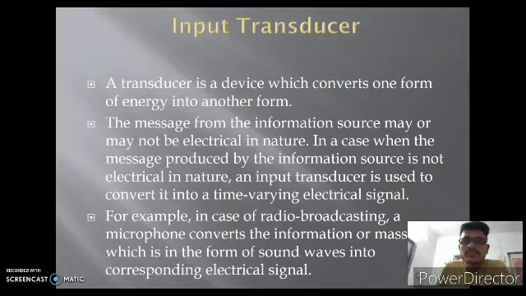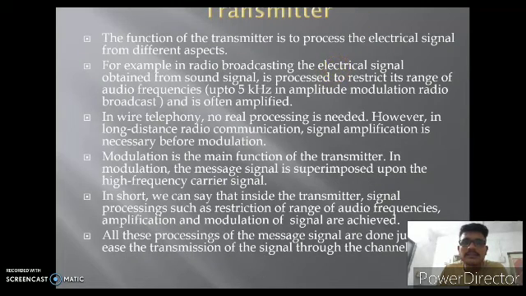The message from the information source may or may not be electrical in nature. In case the message produced by an information source is not electrical in nature, an input transducer is used to convert it into a time-varying electrical signal. For example, in case of radio broadcasting, a microphone converts the information or message, which is in the form of sound waves, into corresponding electrical signals.